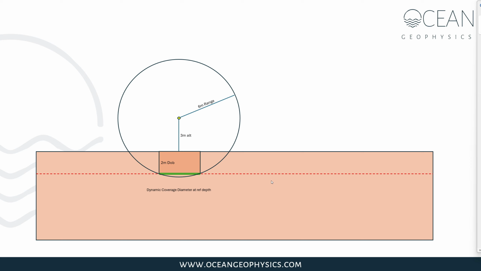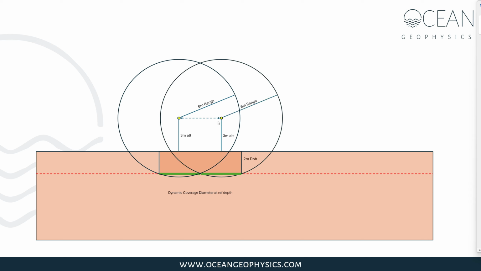We're now going to look at the situation where the maximum range is set to 6 meters, the depth to the reference surface at 2 meters, and the survey altitude at 3 meters. The dynamic coverage at the reference depth is shown with this green line. So we're running a survey, which means we have multiple lines of data next to each other. The desire is to ensure that the coverage at depth overlaps so that we can collect a complete data set. In this situation, that can be attained with a 6.6 meter line spacing between magnetometer tracks.